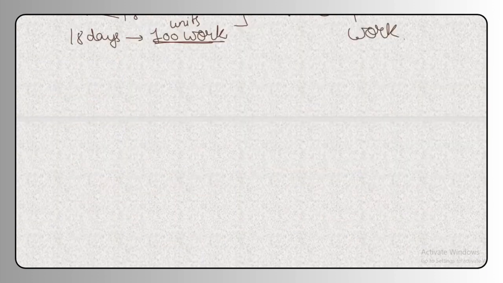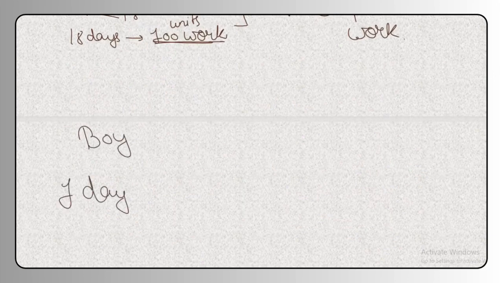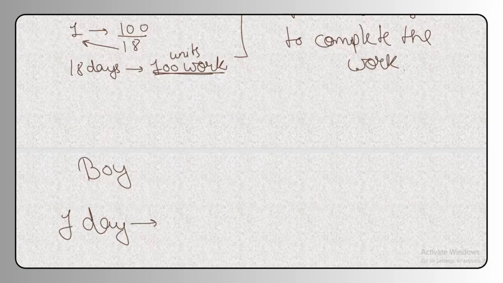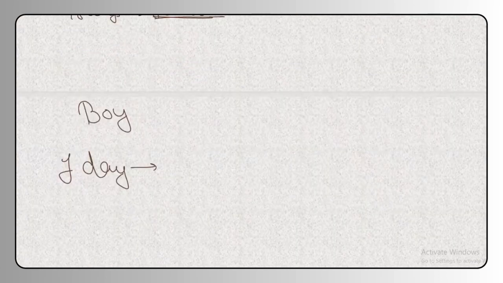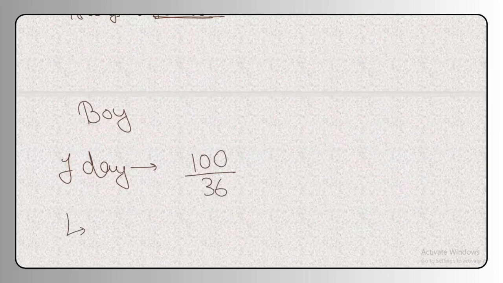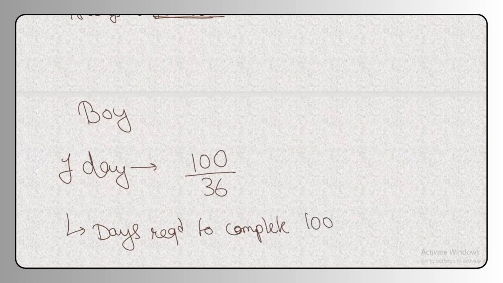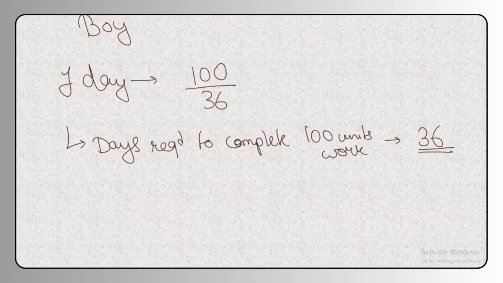Similarly, for boys, in one day, how much of the work is completed by the boy? It is 100 upon 36. So, how many days are required to complete the 100 units of work? The days required would be 36, right? 36 days. And that's it.